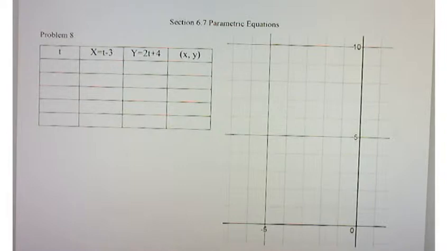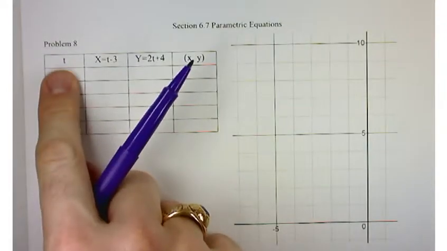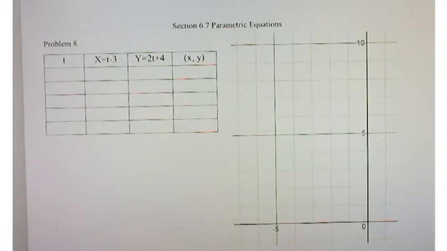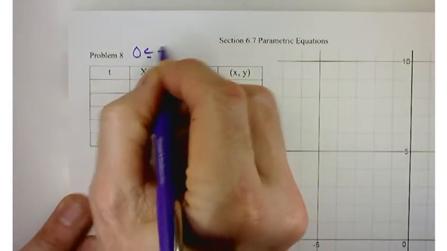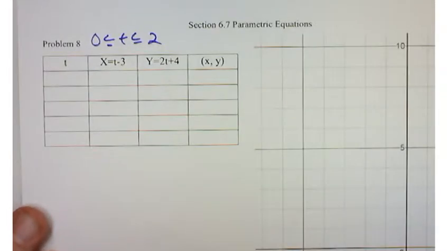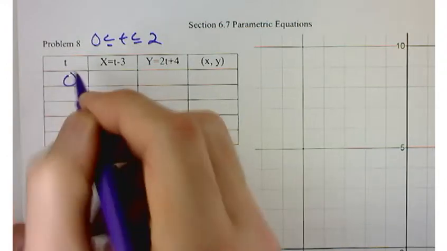I was like, really? What is that? So something that varies. All right. Well, let's work with problem number 8 as a nice example. And what we're going to vary in this case is t. T is going to vary. Now, the book tells us that t is going to go between 0 and 2. So we're going to pick some friendly values for t. And I'll start out with t equals 0.